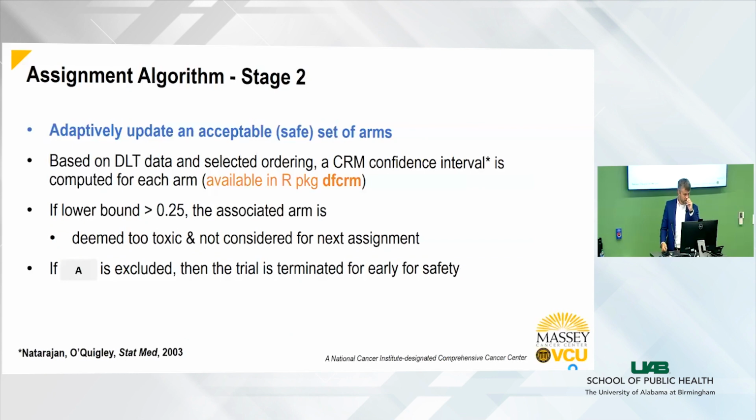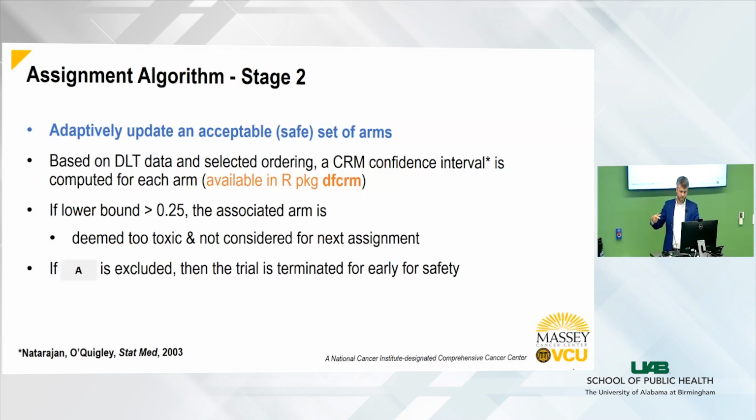Okay, so the assignment algorithm in stage 2, you saw how the modeling's done. We're going to adaptively update a set of acceptable or safe arms. So which arms, based on my estimated DLT probabilities, have estimated probabilities less than 25%, right? That was my unacceptable rate. And I'm going to form a set with that, right? I'm going to have this set of combinations that satisfy the safety criteria.